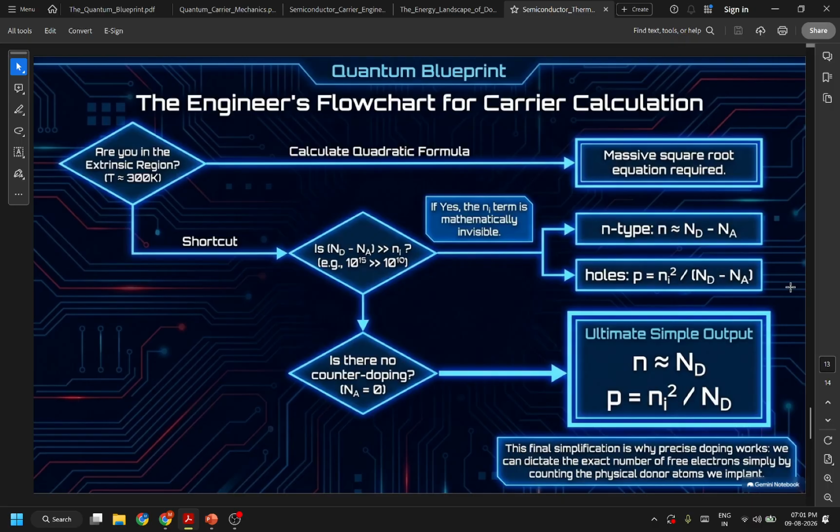So if you go for the quadratic formula, you have a massive square root equation that needs to be solved. So what is the shortcut? You check if Nd minus Na is greater than ni. If yes, the ni term is mathematically invisible. So assuming it is n type, n becomes Nd minus Na, and holes will be p equals ni square by n, which is ni square by (Nd minus Na).